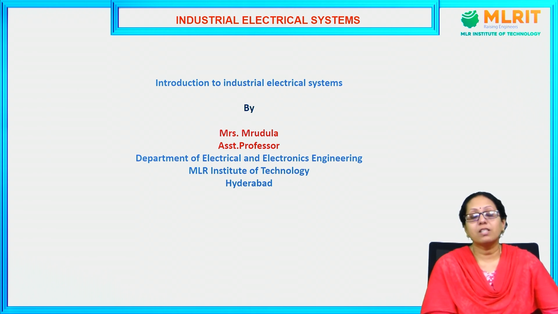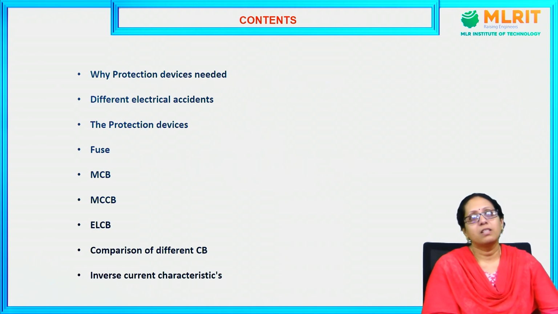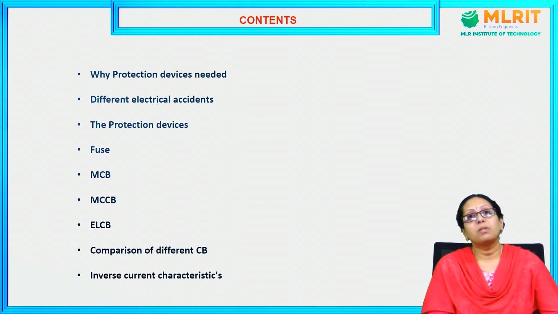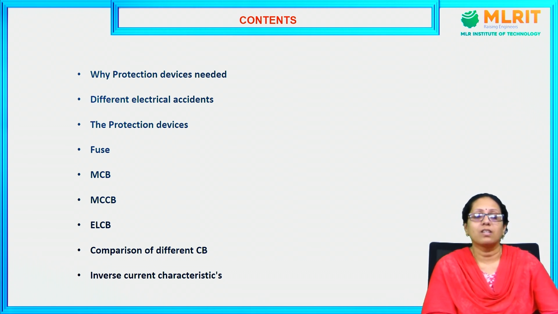Today, I am going to discuss a few topics from the subject called Industrial Electrical System. These are topics like why protection devices are needed, what electrical accidents may be caused, and the protection devices which are used to avoid these electrical accidents. Some of the devices are fuse, MCB, MCCB, ELCB, and the next topics are comparison between the different circuit breakers and inverse current characteristics of a circuit breaker.